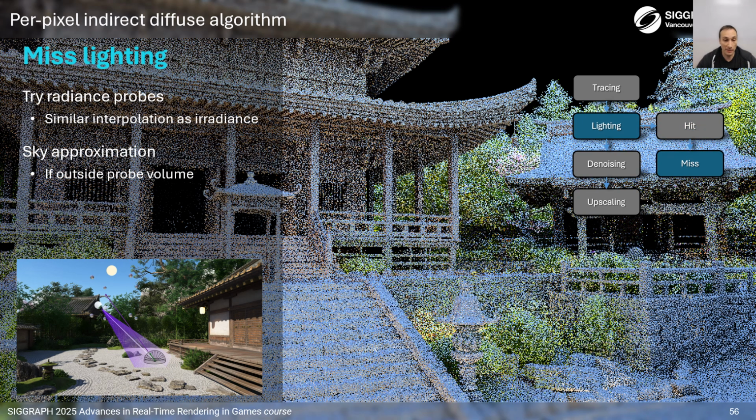Then we're going to do a second pass for the texels that didn't hit any geometry. It's pretty similar again to what we do for the probe volume. So we first try to use the radiance probe volume if the hit position is contained inside the volume, and if not, we'll use the sky approximation texture. So what we're seeing right now is the final lighting of the raycast from the point of view of the camera.